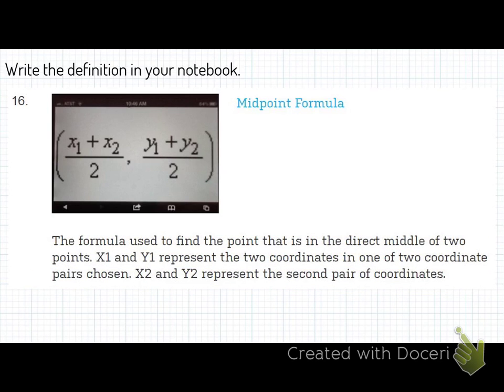So the idea is here, like, let's say we had a big graph, and we had 2 points here and here. Where's the midpoint? If I drew like a line in the middle, where would the midpoint be in the middle here? How do we figure that out? Well, this is what we're going to use to figure that out. And you'll have to memorize it, okay?